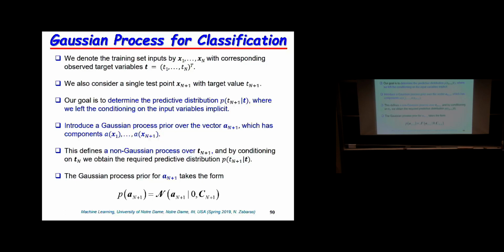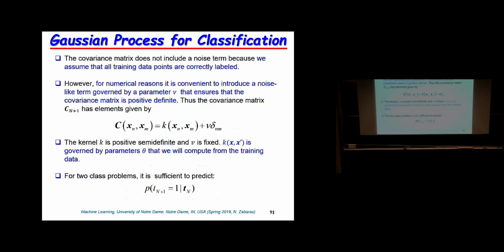You remember for Gaussian processes, right? Remember, this is a vector, involves a1 to an, but also involves an plus 1. So that's a Gaussian process. And this is what we need to produce. All right, this is what we need to produce.